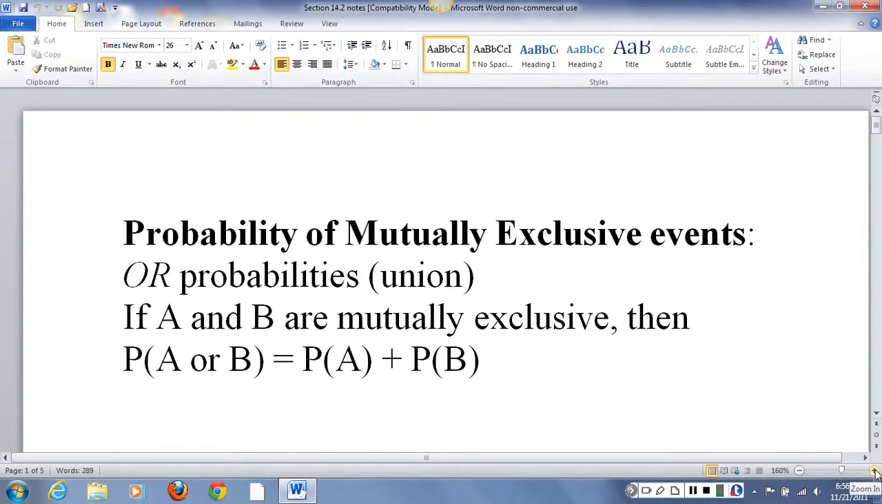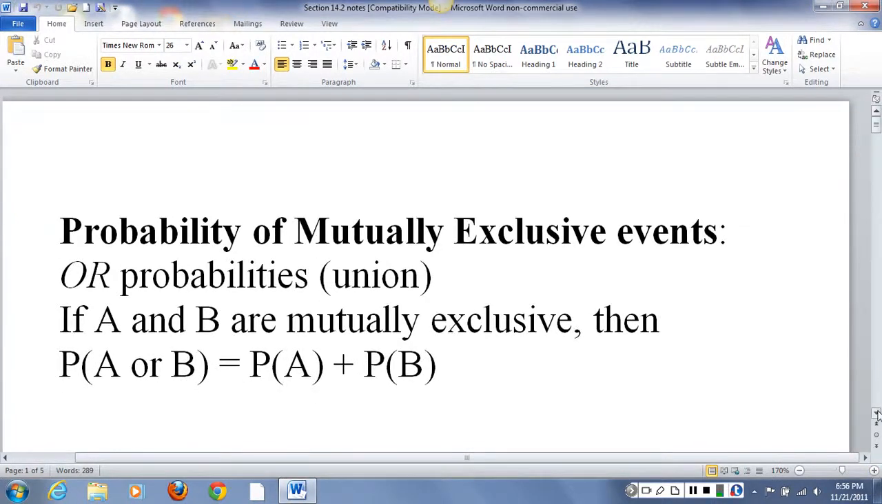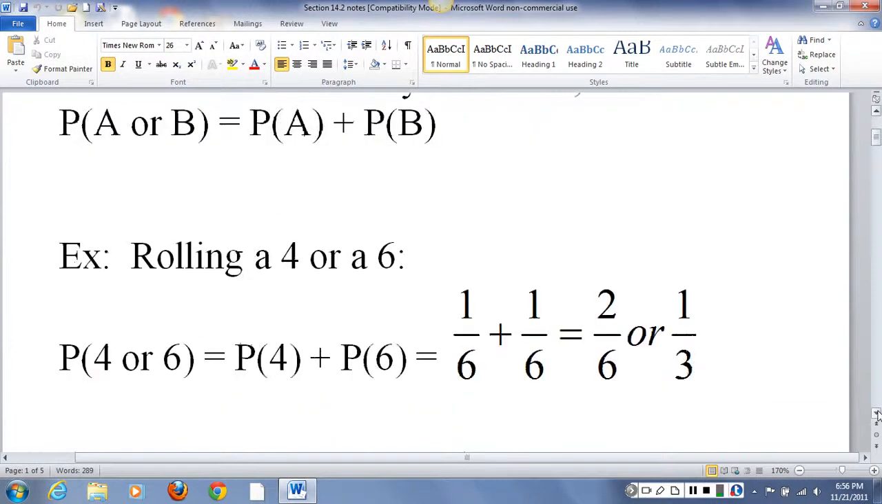And again here's an example, rolling a 4 or a 6, there's no overlap, so I add my two probabilities, the probability of 4 plus the probability of 6, which is 1/6 plus 1/6, or 2/6. And again, like I said, you can reduce that to 1/3 if you would like.